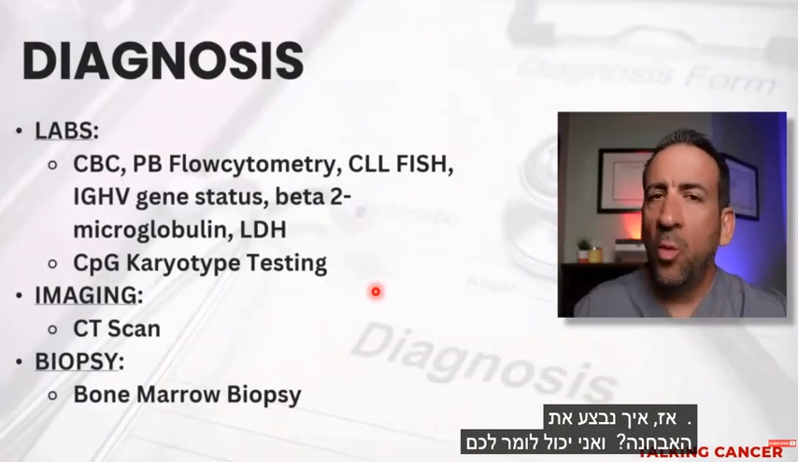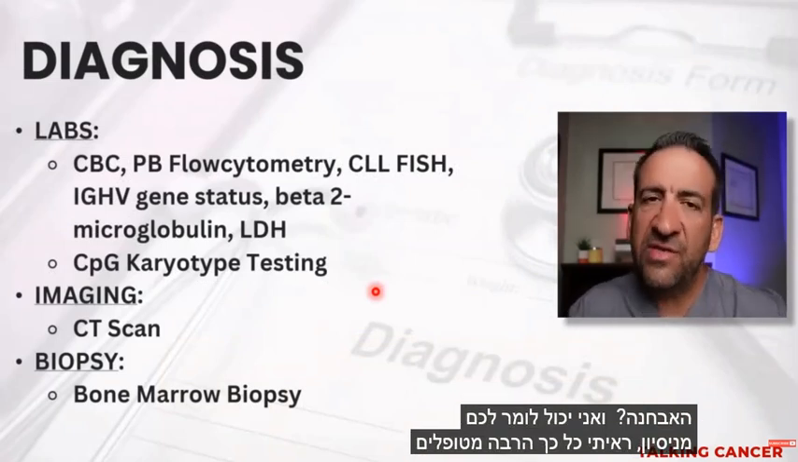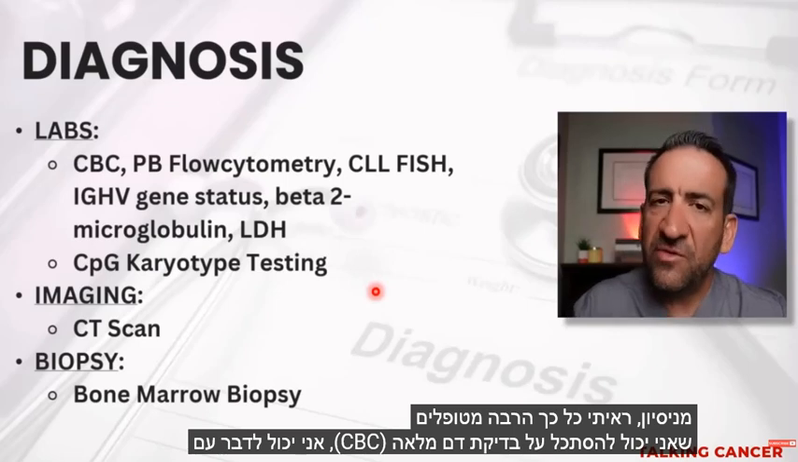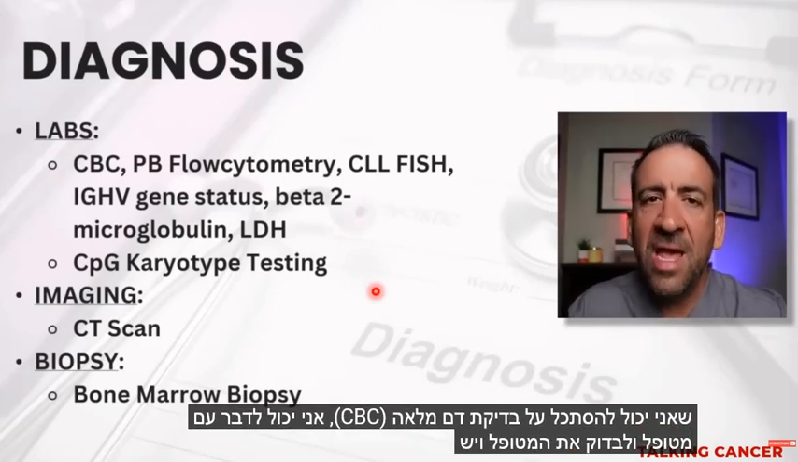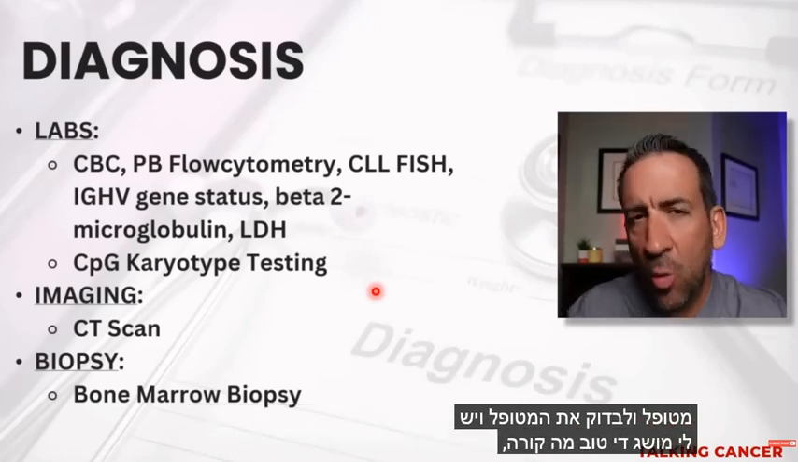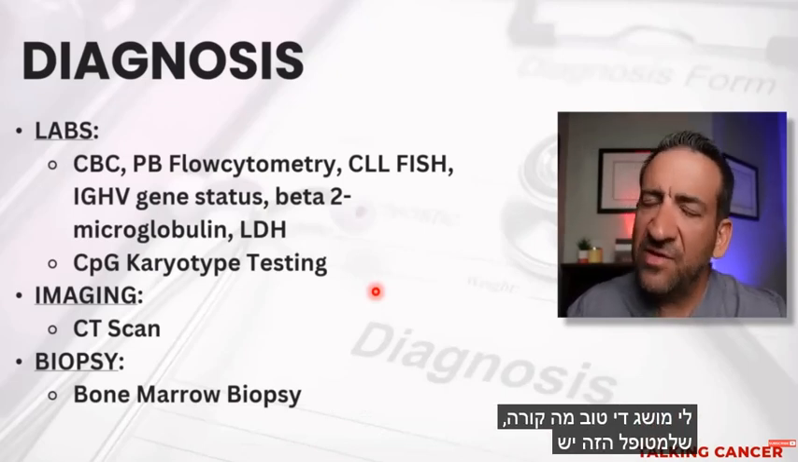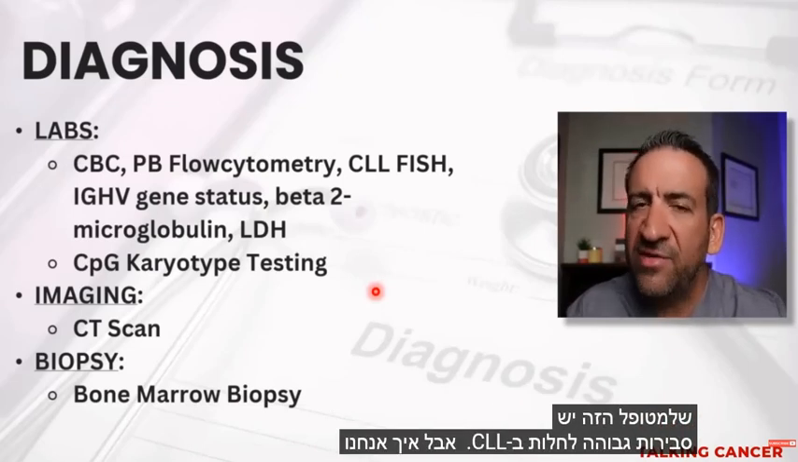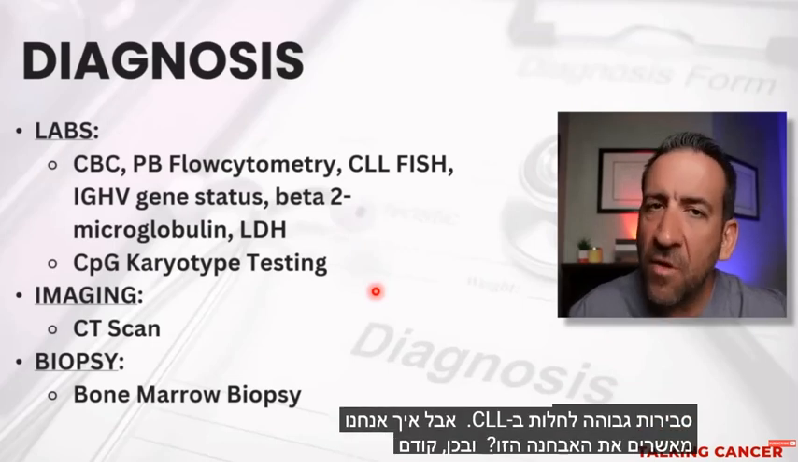And I can tell you, with experience, I've seen so many patients that I can look at a CBC, I can speak to a patient and examine the patient, and I have a pretty good idea what's going on, that this patient has a high likelihood of having CLL. But how do we confirm this diagnosis?